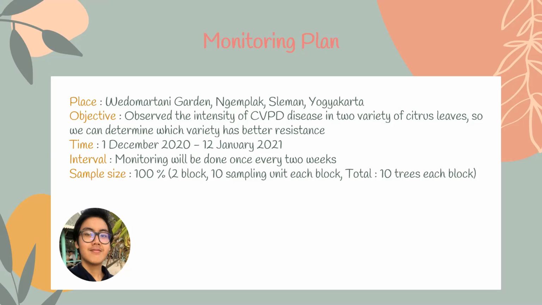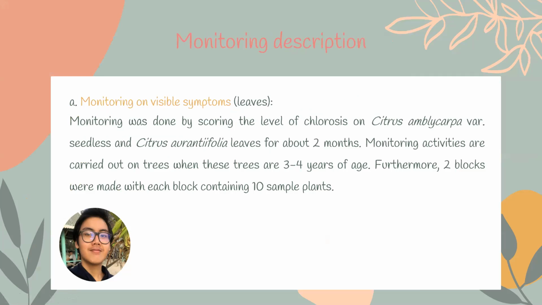2021, with an interval of once every 2 weeks and 100% sample size, which includes 2 blocks. Each block consists of one sampling unit with 10 trees. Monitoring will be done on visible symptoms.